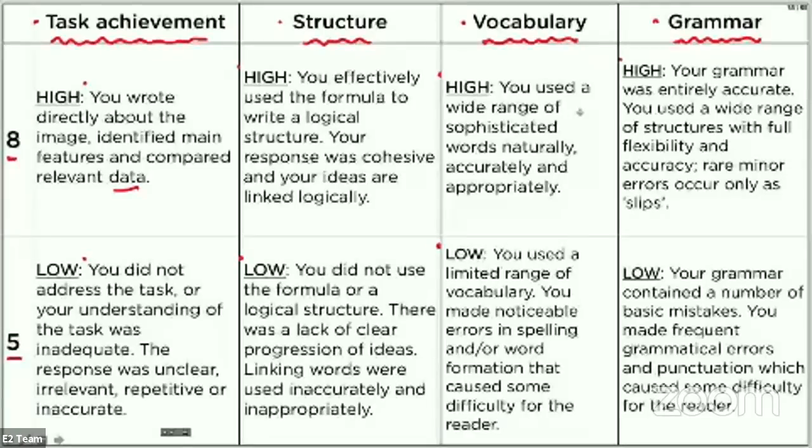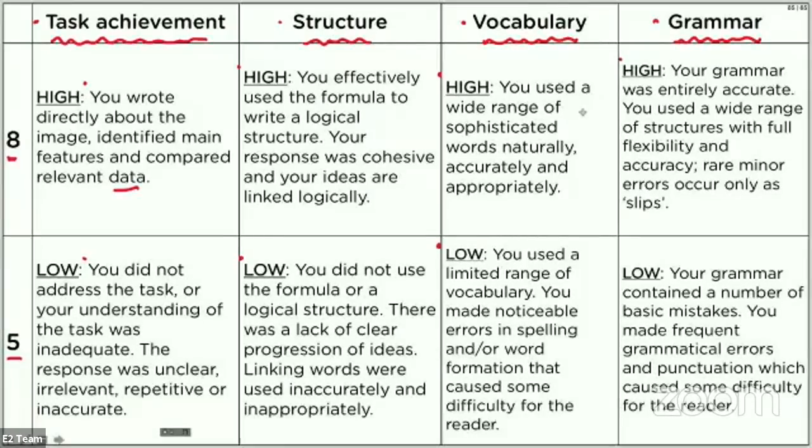Grammar. Your grammar was entirely accurate. You use a wide range of structures with full flexibility and accuracy. Rare minor errors occur only as slips. Maybe you made one tiny error. Low: your grammar contained a number of basic mistakes. You made frequent grammatical errors and punctuation, which caused some difficulty for the reader.